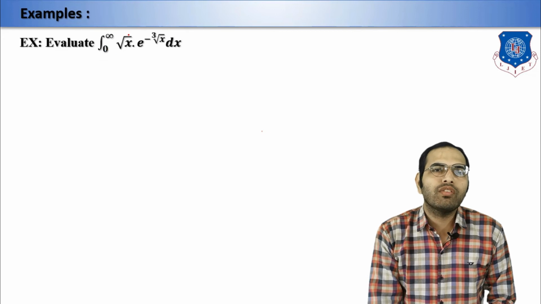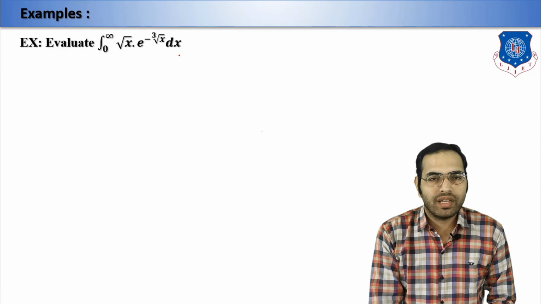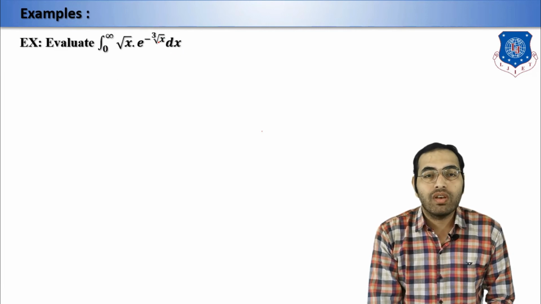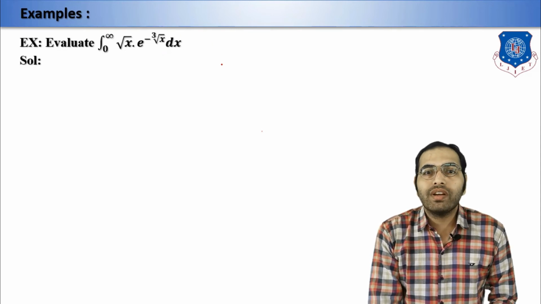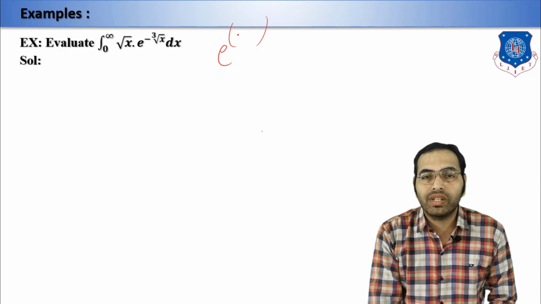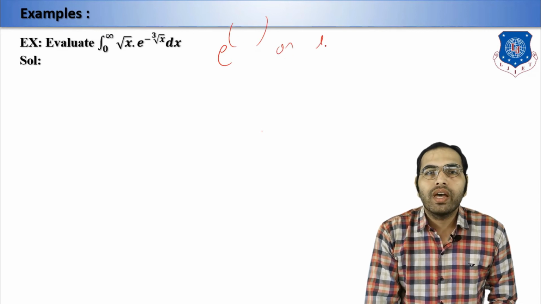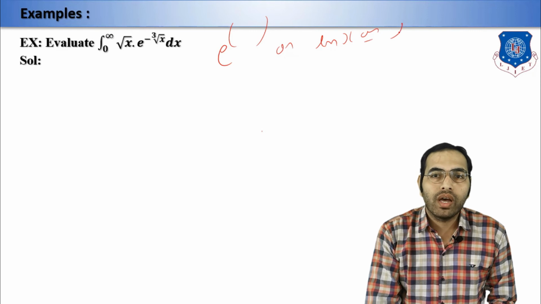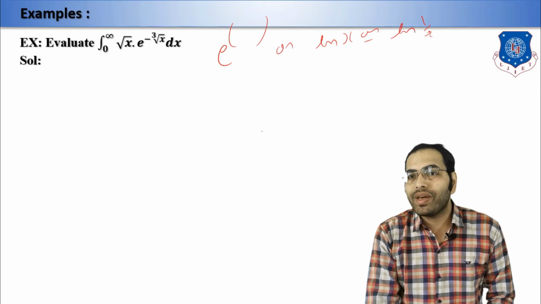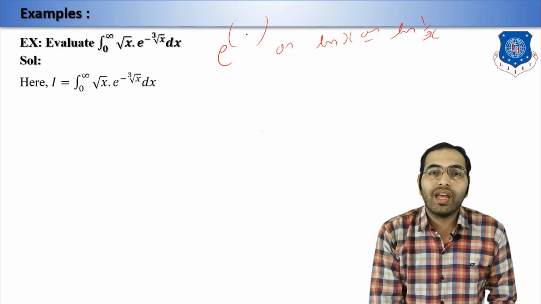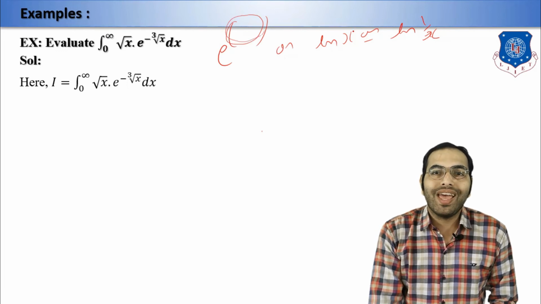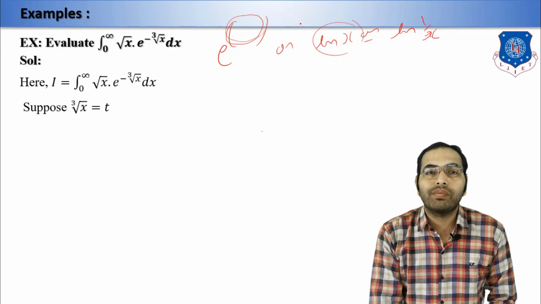Evaluate the integral 0 to infinity square root of x into e raised to minus cube root of x dx. Firstly, how can we identify such kinds of examples that are solved by the gamma function? Whenever our function has e raised to something power, or is in the form of ln x or ln 1 upon x, in such examples we apply the gamma function. Whatever we have, e raised to something or ln x, we have to make a substitution for that particular term.